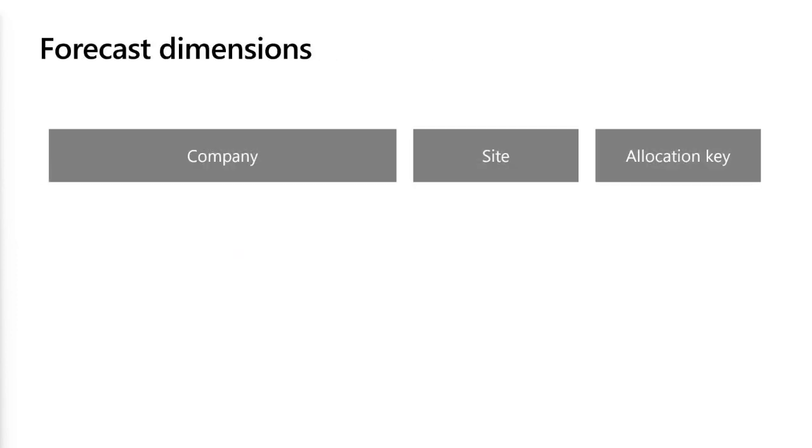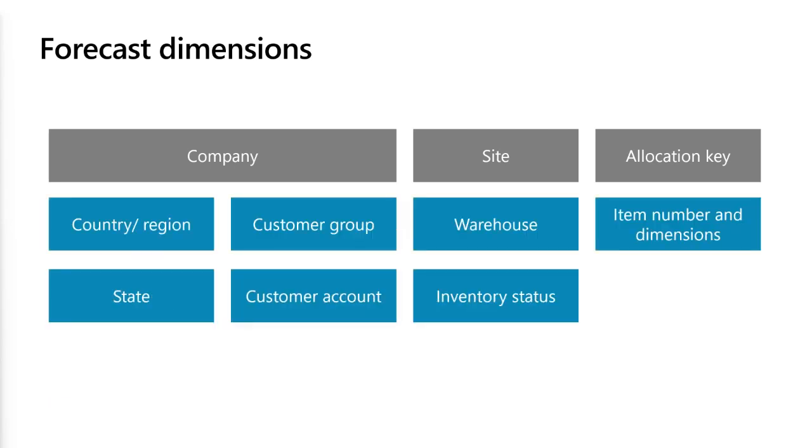When we generate our forecast, we need to determine what dimensions we will include. The mandatory dimensions are company, site, and allocation key. If we want to be more detailed in our forecast, we have several more dimensions to choose from: country/region, state, customer group, customer account, warehouse, inventory status, and item number and dimensions, which references the product dimensions, size, color, style, and configuration.